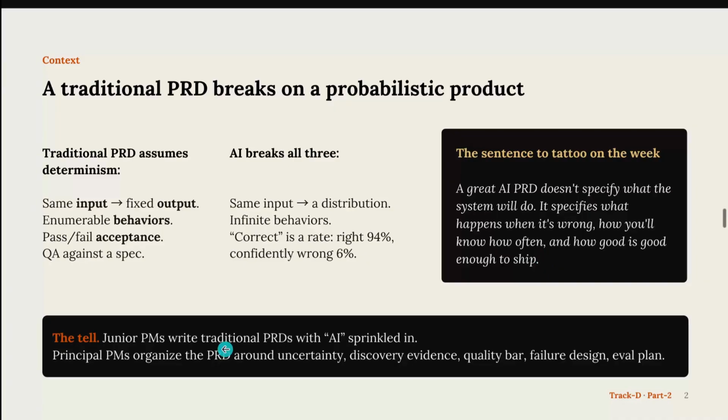Junior PMs will always write traditional PRDs with AI sprinkled in, but principal product managers need to plan for that uncertainty, discovery of evidence, the quality bar that we need to set, failure design, and also evaluate the product in the right way. That is all we need to plan as senior or principal product managers. And this is what we are going to cover today.